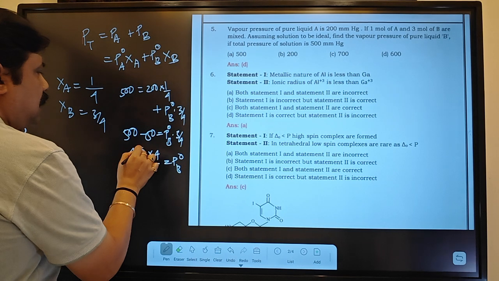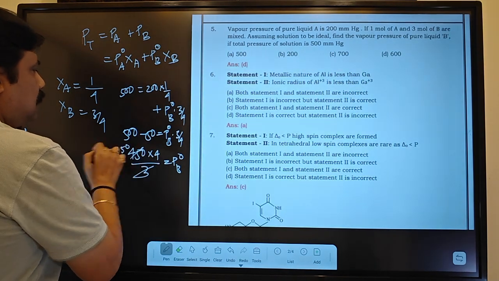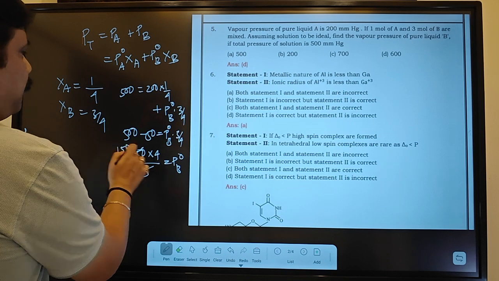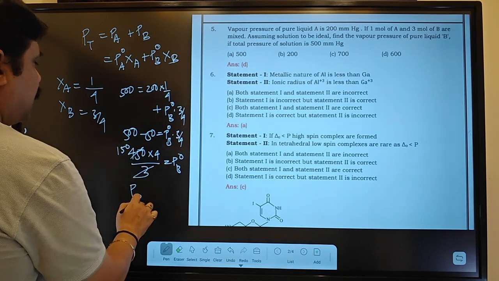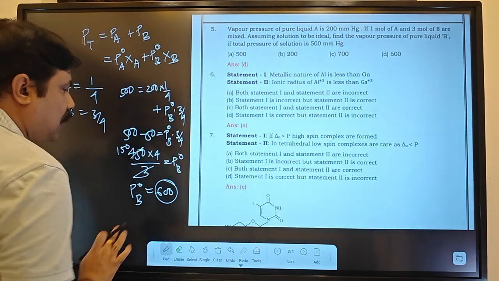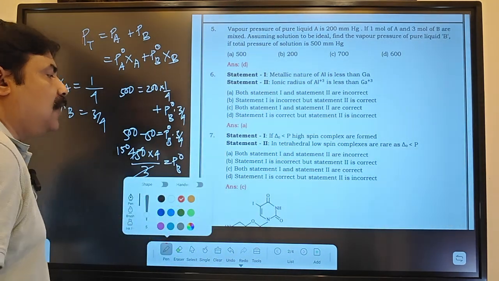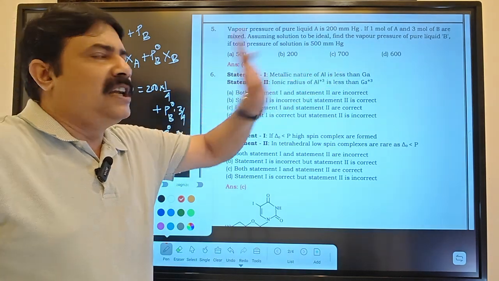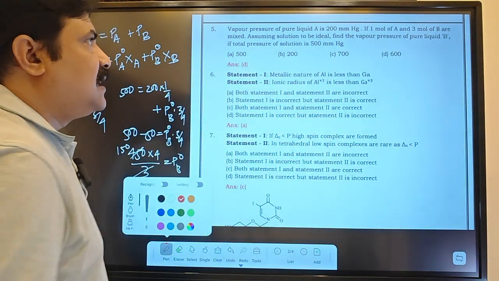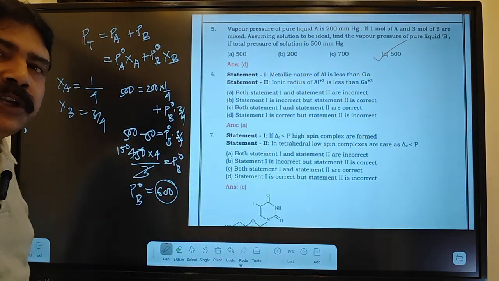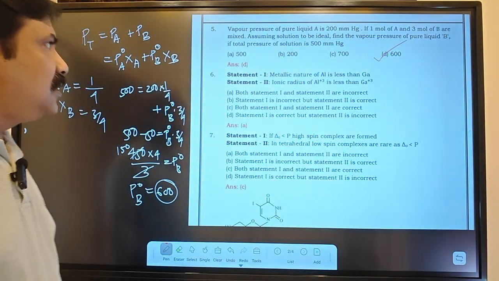Now 3 15 is 150. Now if you look at over here, 150 into 4, which is 600. PB naught will be equal to 600. If you look at the options they are providing: A is 500, B is 200, C is 700, D is 600. So which option will be the answer? 600 we got for PB naught. Is it clear or not?